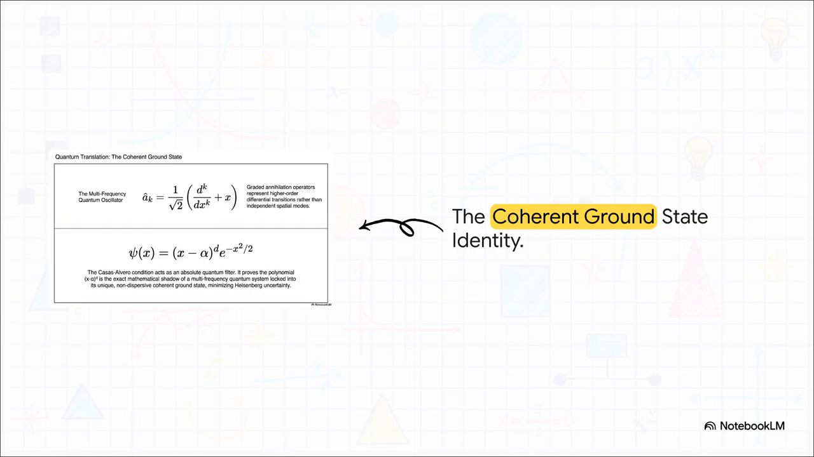We can actually map this directly to a multi-frequency quantum harmonic oscillator. Look at the graded annihilation operators there, representing higher-order differential transitions. The Casas-Alvero condition acts as this absolute quantum filter, basically freezing out the chaos. Because the higher-order Koszul homology modules vanish, there are simply no quantum transitions between energy levels. It completely stabilizes quantum chaos, proving that the pure polynomial power, that equation you see at the bottom, is the exact mathematical shadow of a multi-frequency quantum system locked into its unique, non-dispersive coherent ground state, minimizing Heisenberg uncertainty.